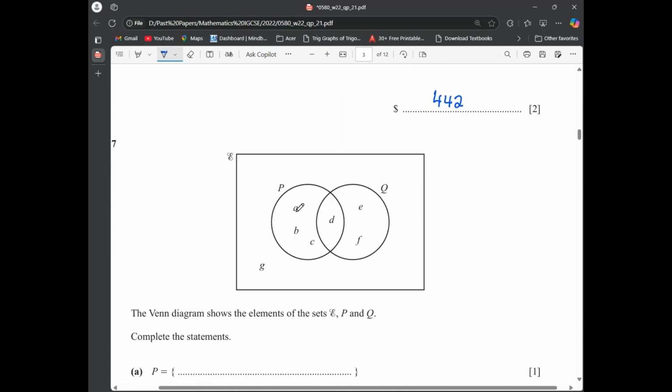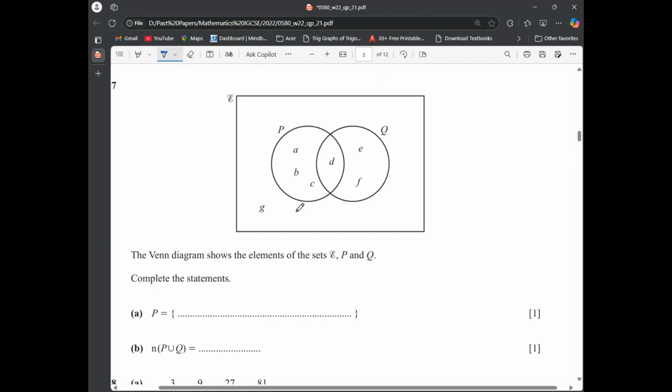Final answer. Question 7. The Venn diagram shows the elements of the sets P and Q. Complete the statement. This means that what elements are in set P? So this is set P here. So the elements that are in set P will be A, B, C, and D is also in set P as well. As much as it's also in set Q, it's still part of set P. So we do count it. So your final answer will be A, B, C, and D.